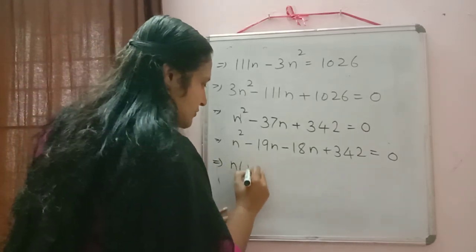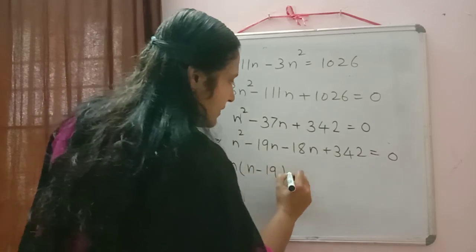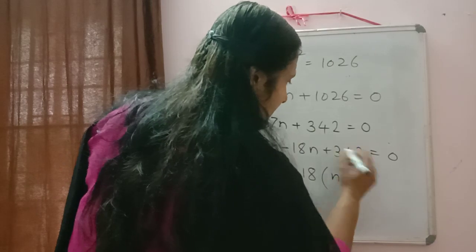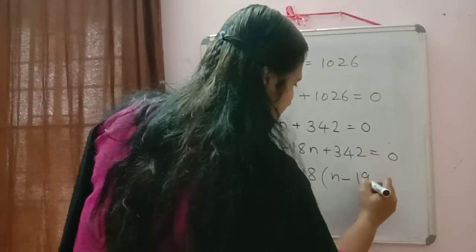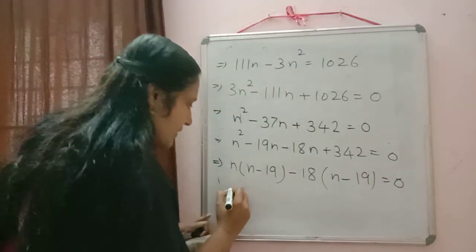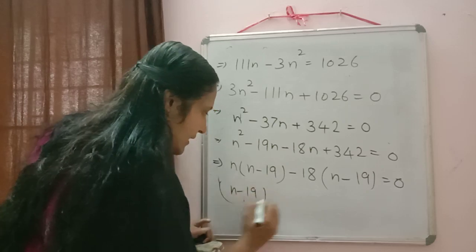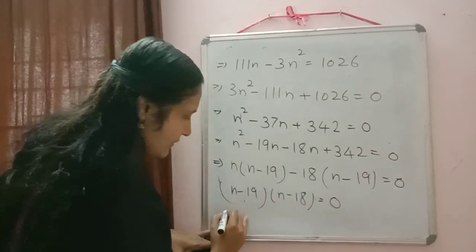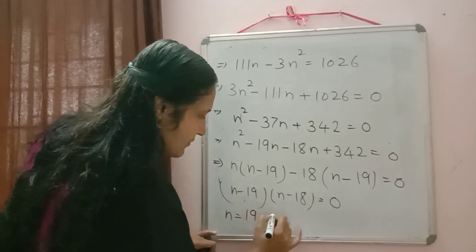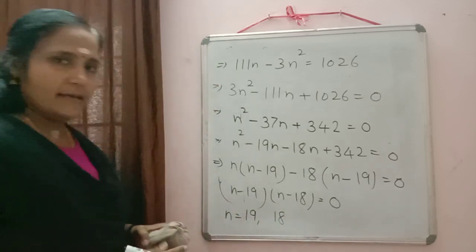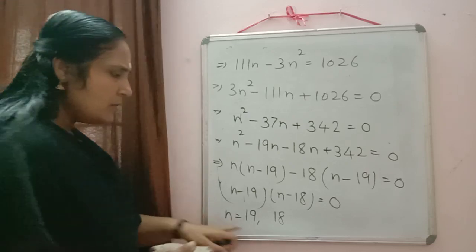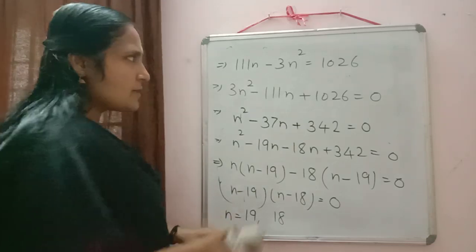The common factor in the first two terms is n, taken common. In these two terms, minus 18 taken common, so the positive expression will become negative. So we are getting n minus 19 into n minus 18 is equal to 0. So we will have two values there, n is equal to 19 and 18. Now you will check how the sum of two different numbers of terms can be equal. Both the values are possible.